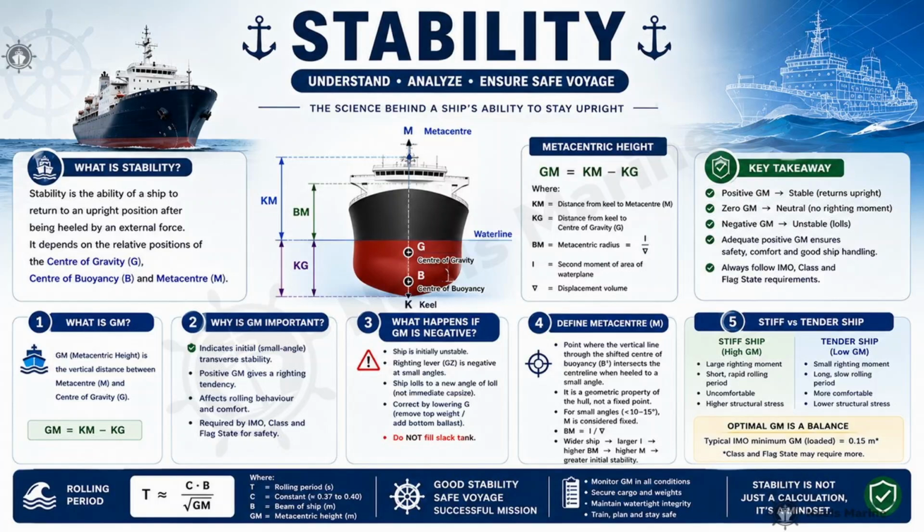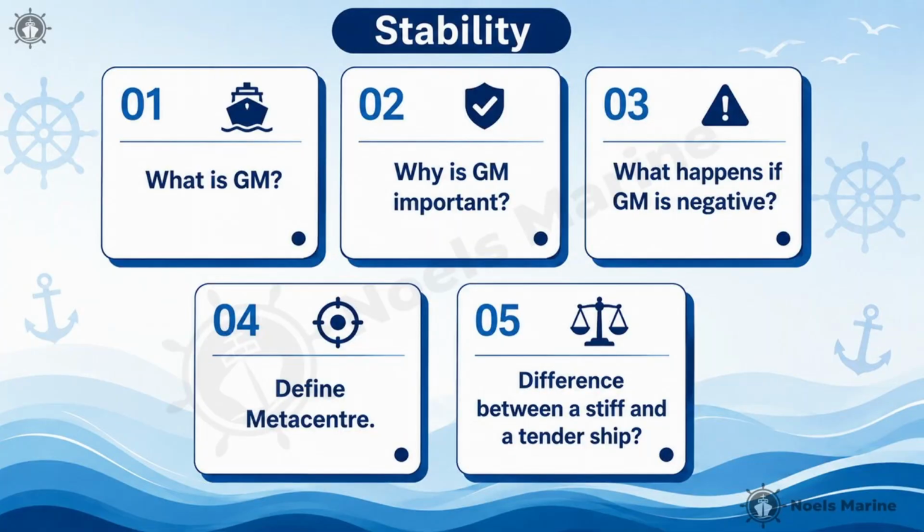Now, this ability depends entirely on the relative positions of three crucial points. We've got G for center of gravity, B for center of buoyancy, and M for the metacenter. In this explainer, we're going to cover 5 essential concepts. Number 1, what is GM? Number 2, why is GM important? Number 3, negative GM. Number 4, metacenter. And number 5, stiff versus tender ship. Let's get right into it.